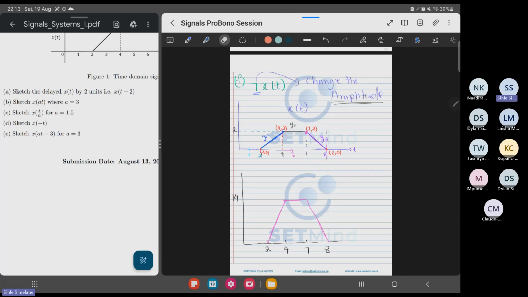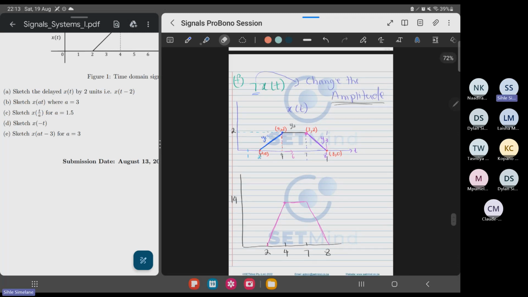Because it is just multiplying the Y value by 7. That's what we did here. We moved from a 2, because we had a 7, now we have a 14. The T values are still the same because we are doing an amplitude change, or an amplitude scaling.